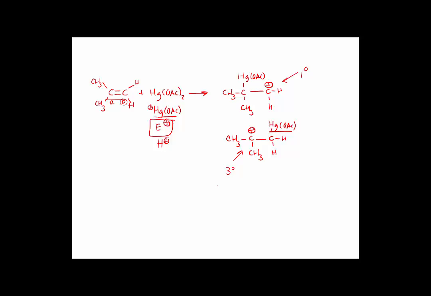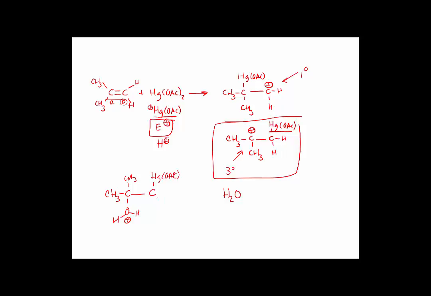So that means that I would form this intermediate, and where would my water add? It would add to the carbocation. So in the end, what product would I make? I would have the CH3, I would add the water to carbon A, and I would have the mercury, which was my electrophile, on carbon B. So that's the intermediate that I would make.